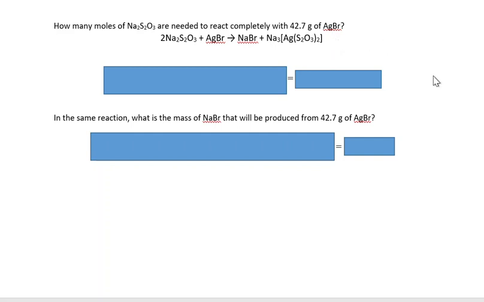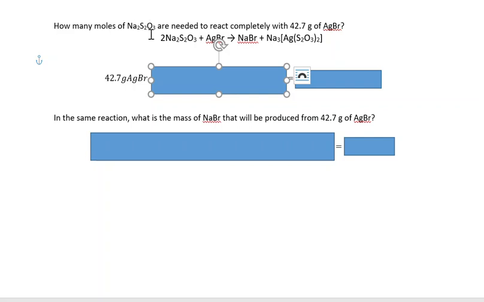What did they give us and what do we want? What are we going to put on this side as a given and what are we going to put over here as our goal? Well, we always start with whatever numbers they give us in the question. So we're going to start with 42.7 grams of silver bromide. We know that's what they've given us. And we've got to figure out, well, where are we headed? Well, we're going to moles of sodium thiosulfate.